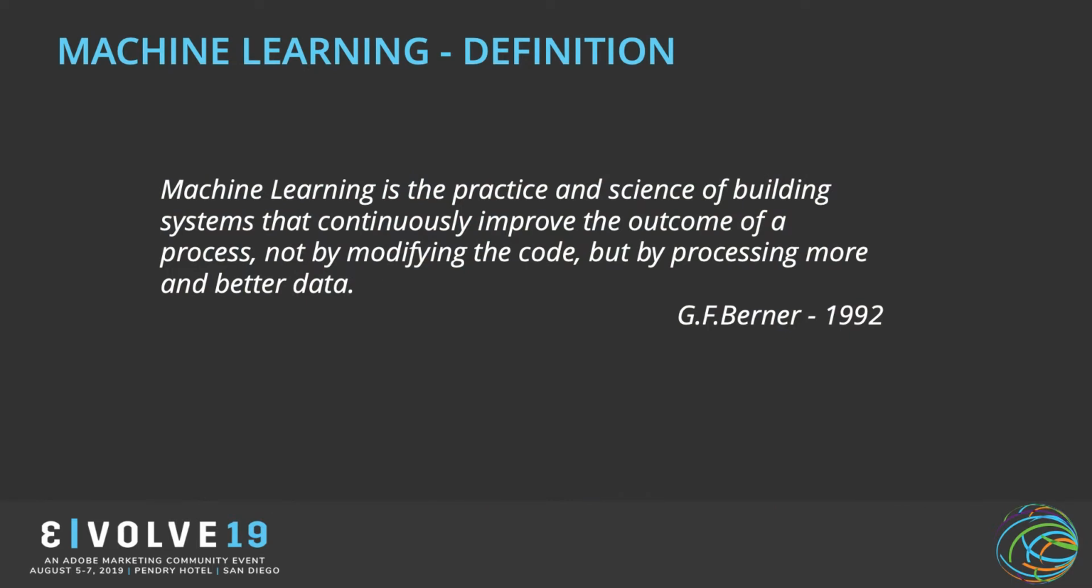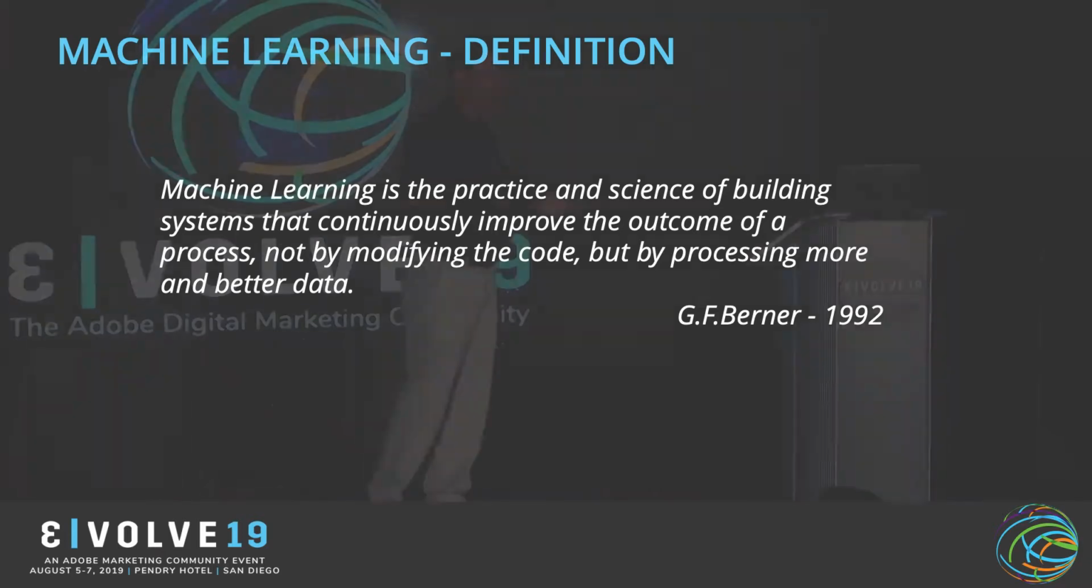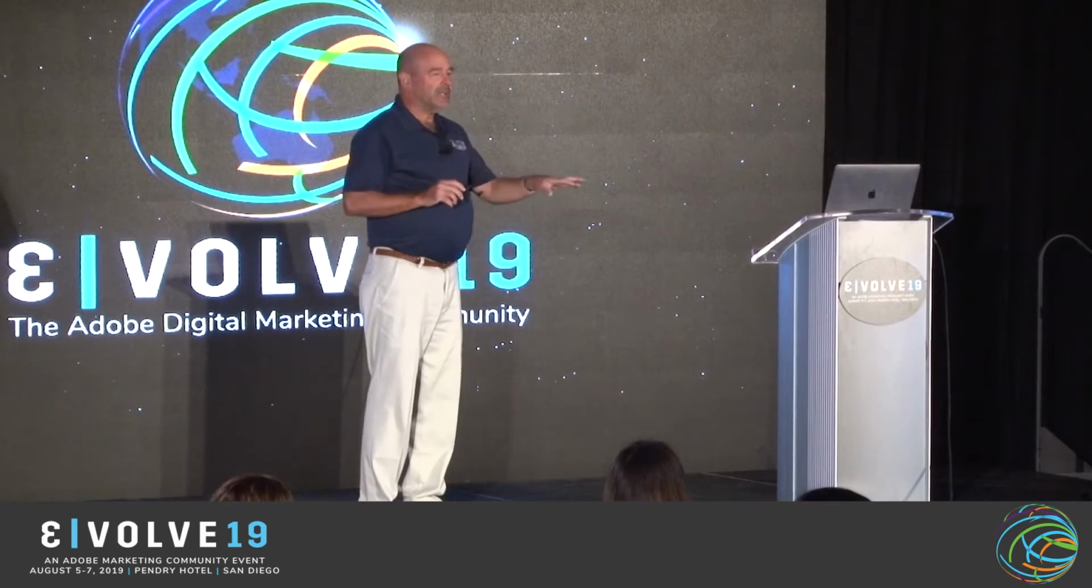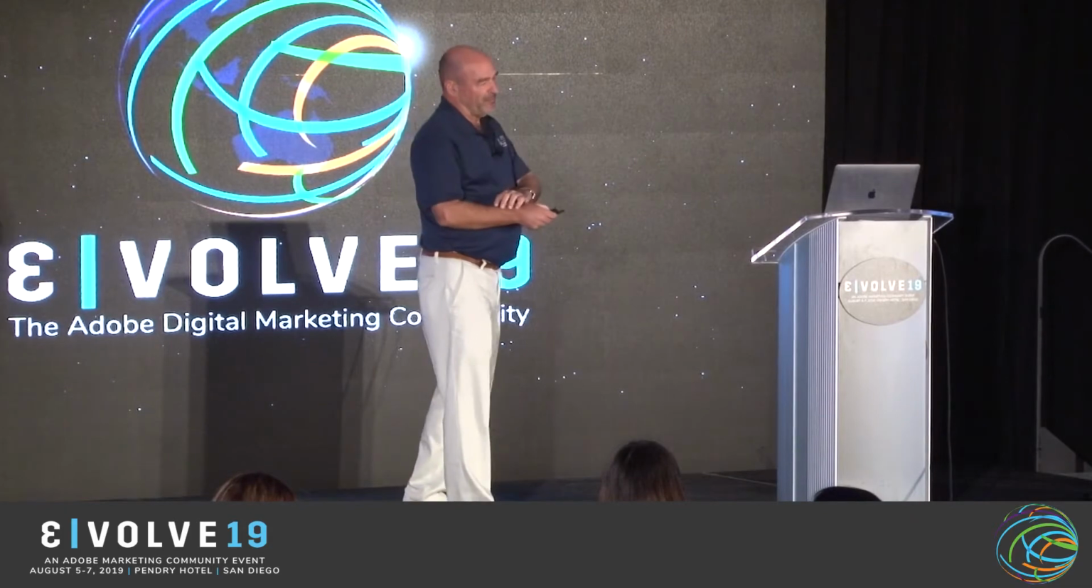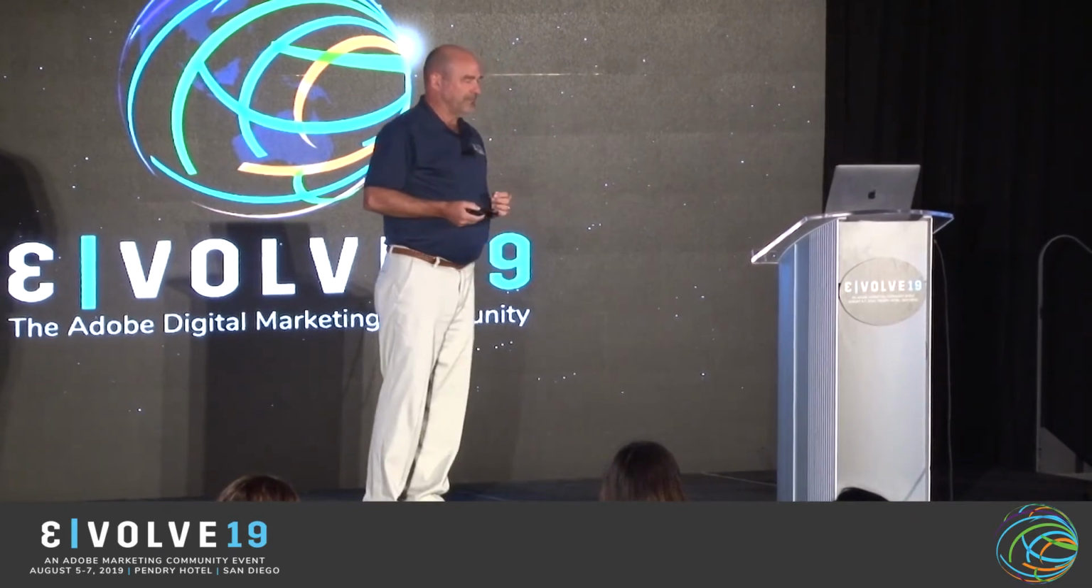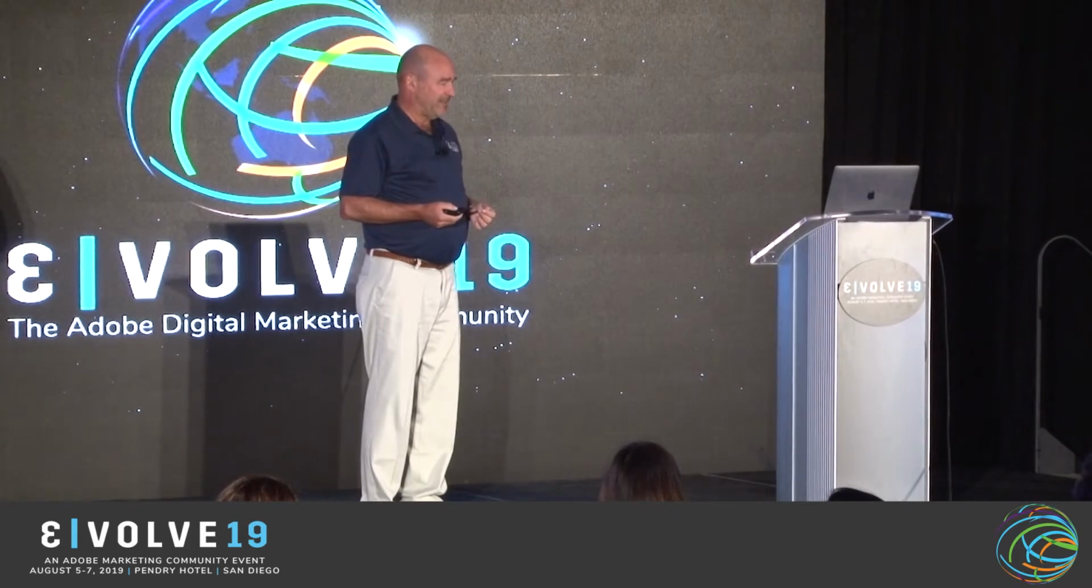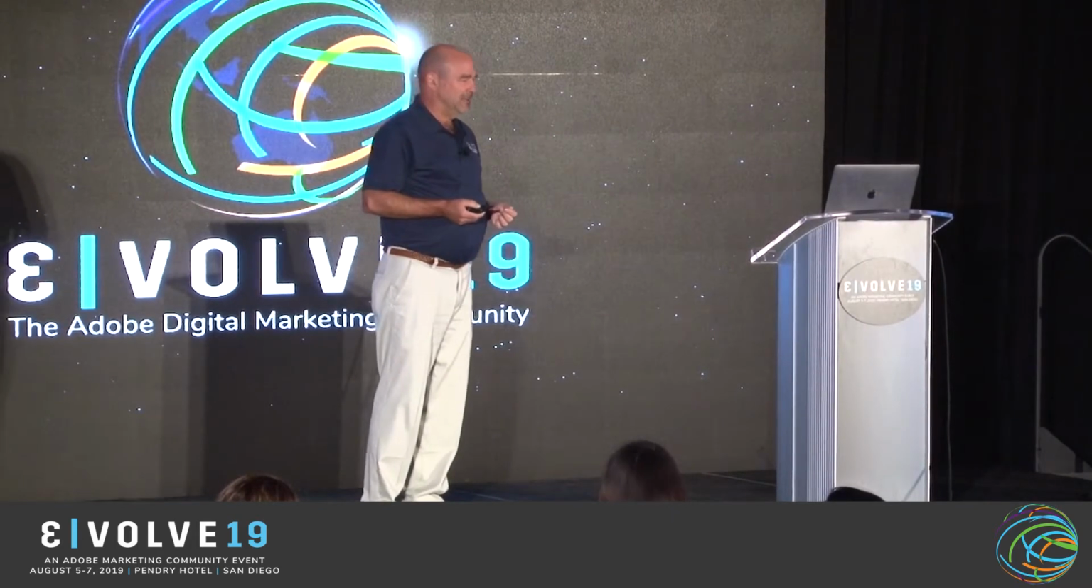So what is machine learning? We hear a lot about it. Machine learning is the science of building systems that continuously improve themselves, not by changing or modifying the code, but by processing more and better data. So the machine learning styles I'm going to describe in a moment are all around feeding data to improve the output from a given methodology. And this goes back 35 years, 27 years. Oh, don't mention it.